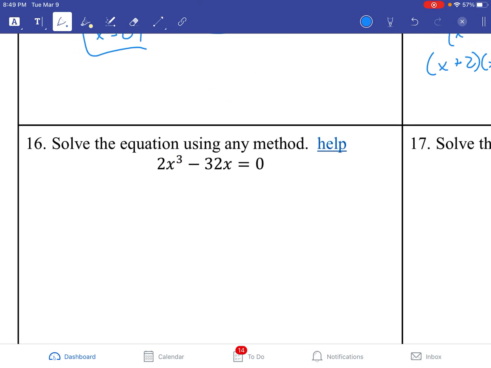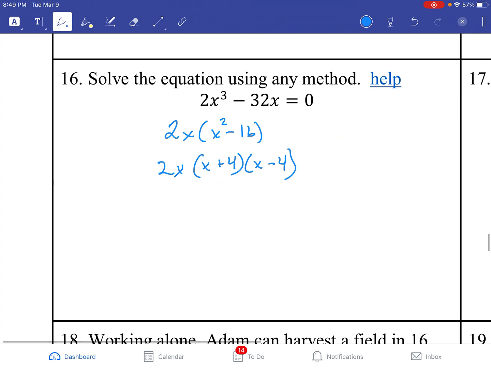Okay. Number 16 here. So out of these two terms, there are some things that we can take out that are greatest common factors. We can take a 2 and an x out, which leaves us with x squared minus 16. Okay, again, this is a difference of two squares, so this will be x plus 4 and x minus 4. We still have that 2x out in front. And now these three factors can be set equal to 0. So x is going to equal 0, -4, and +4.